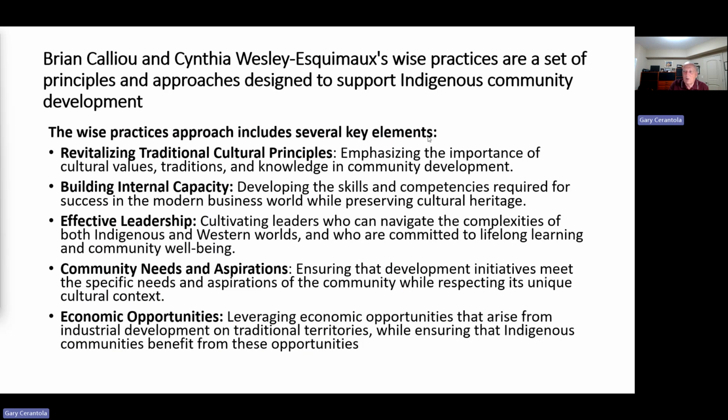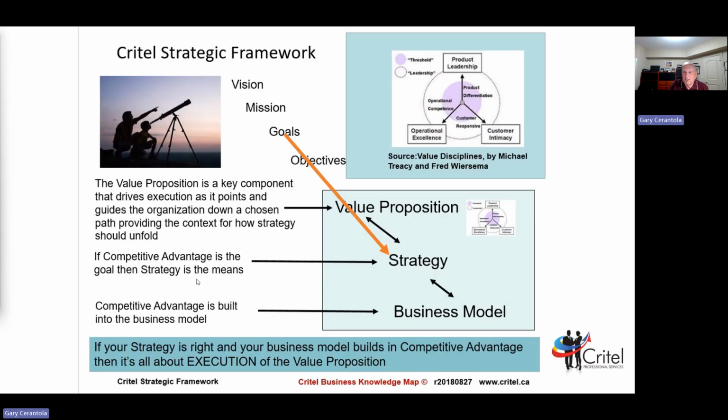So these are wise practices and a set of principles that you could use pretty well across any kind of situation. And remember, again, here's the framework. You're going to work from a vision, mission, goals, and objectives. But these three key pieces are essential. And again, the byline here is, if your strategy is right and your business model can build in the competitive advantage, then it's all about execution.